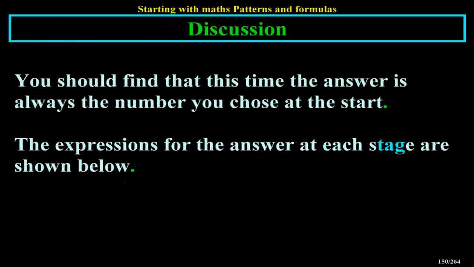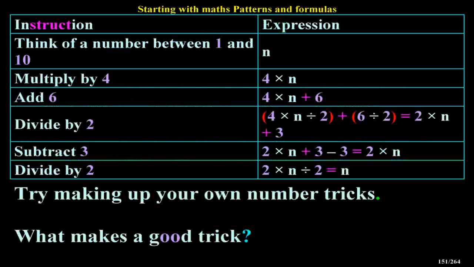Discussion. You should find that this time the answer is always the number you chose at the start. The expressions for the answer at each stage are shown below. Think of a number between 1 and 10: n. Multiply by 4: 4n. Add 6: 4n plus 6. Divide by 2: (4n plus 6) ÷ 2 equals 2n plus 3. Subtract 3: 2n plus 3 minus 3 equals 2n. Divide by 2: 2n ÷ 2 equals n.